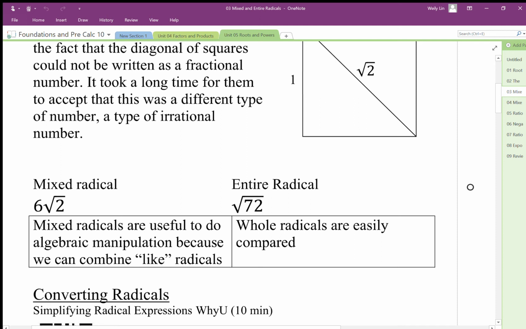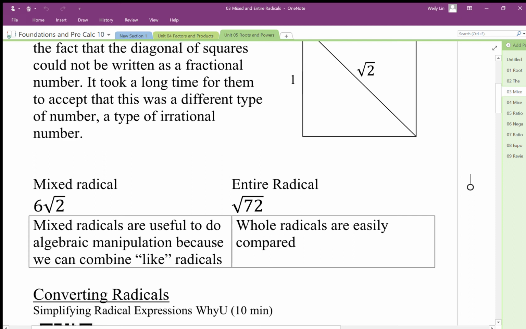One is what we call a mixed radical because it has a number part and a radical part, and the other is an entire radical because the entire number is under the radical. There are different times when we would use these. Mixed radicals are useful in algebraic manipulations because we want to see the lowest term radical. Then we can find out if we have like radicals, and we can combine like radicals, just like we can with like terms.